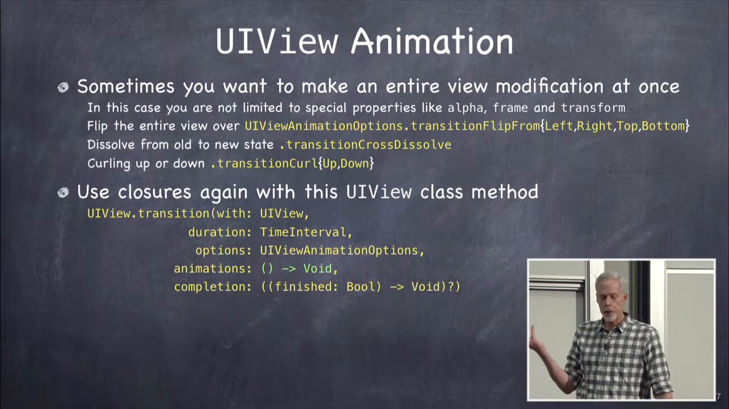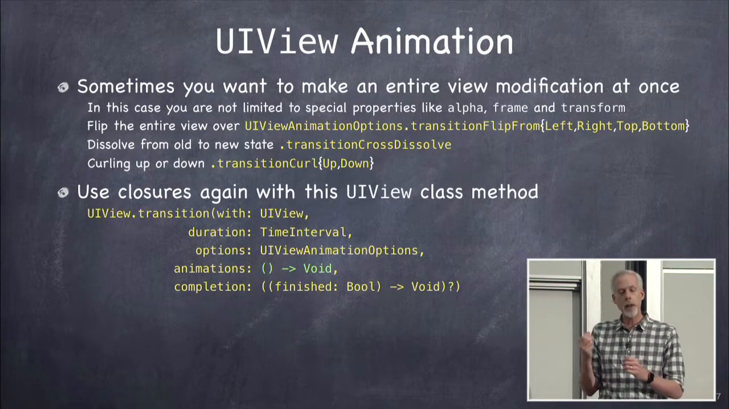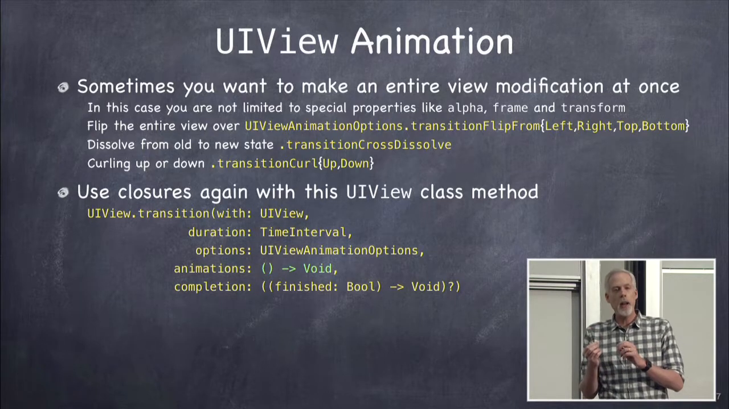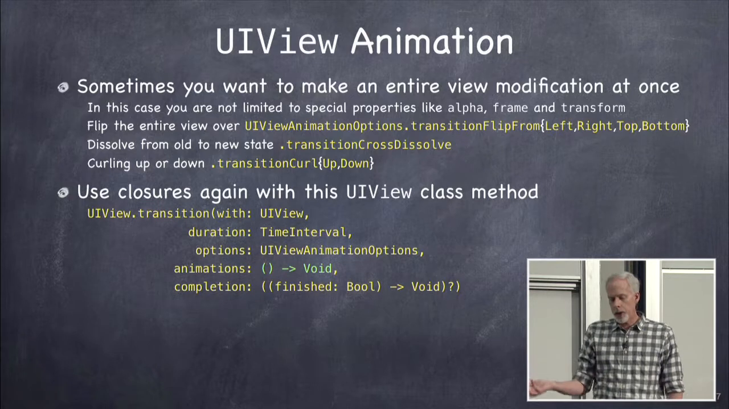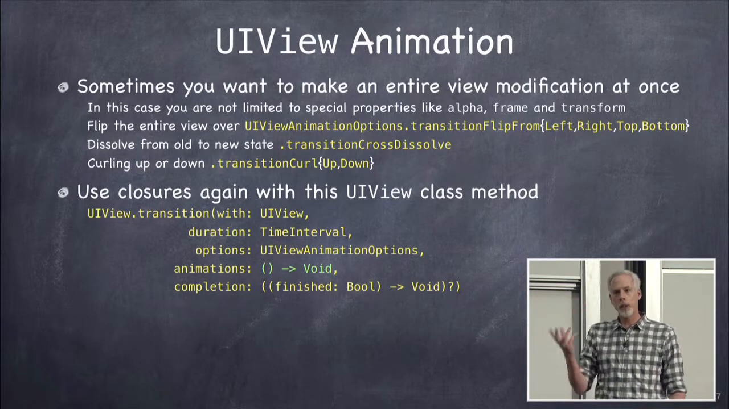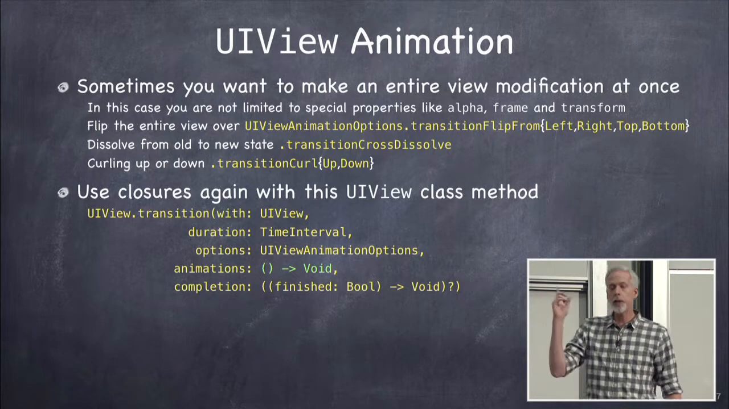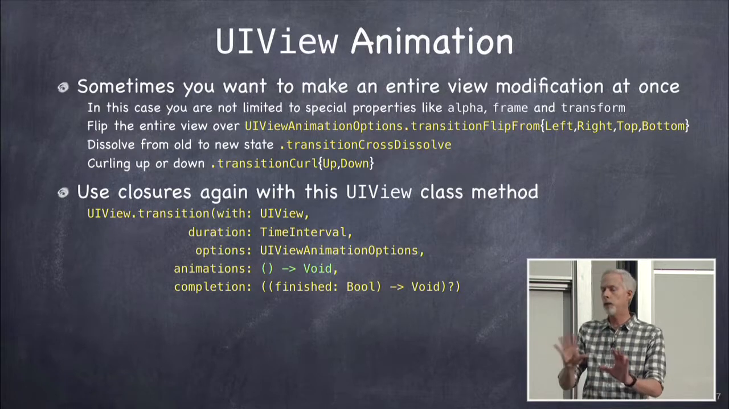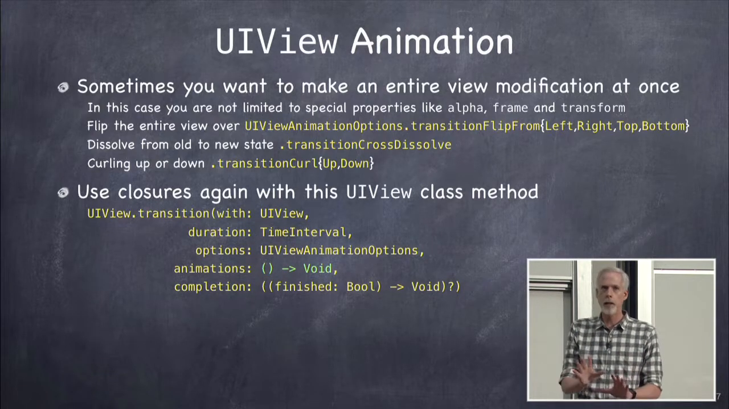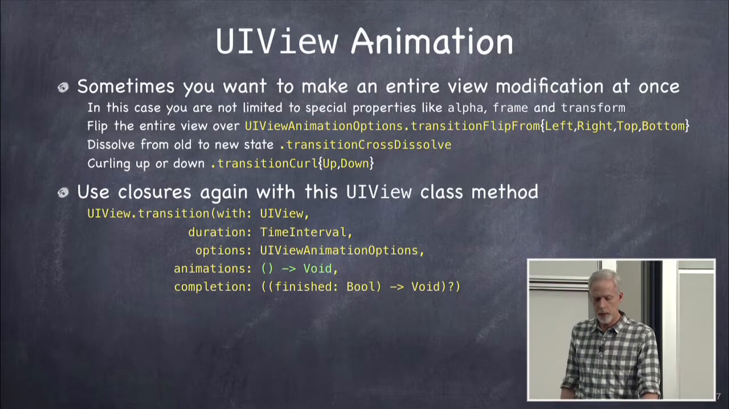It's done with a class method. It's called transition with, not animate with. And transition with takes the view that has all this stuff you want to change, duration obviously, some options like whether you're curling or cross dissolving or flipping, and then the animations. Now in this case, the animations can change anything about the view, not just the 5 special things, but absolutely anything. So that's what these animations are going to do there. And then the completion is the same. When the animation is done, it tells you.